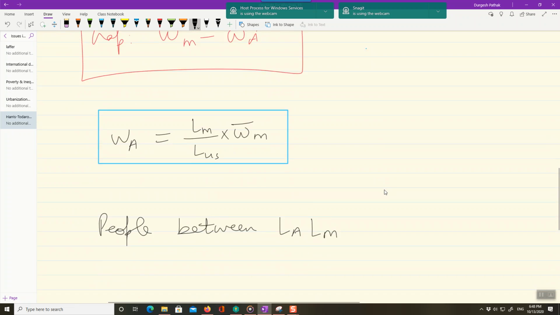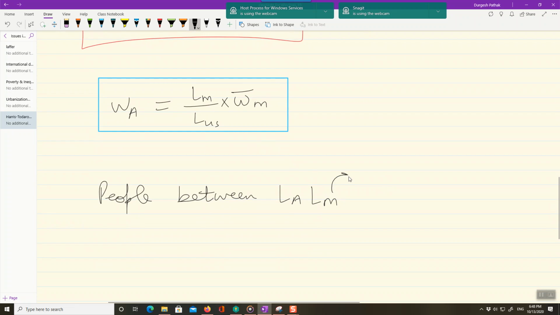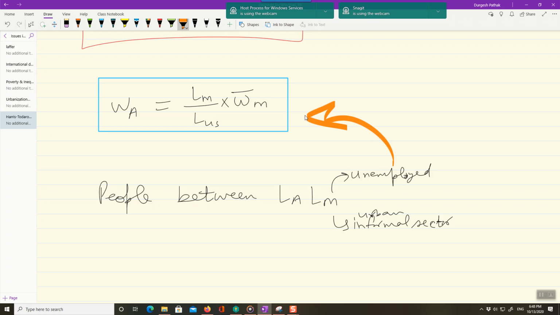Okay, so they can end up in two ways. Either they are unemployed altogether, or they end up in an informal sector job. When I am saying informal sector, it means urban informal sector. This equation is representing the equilibrium for this situation. Either they are getting some income if they are employed, this expected income, or they are getting zero income if they are unemployed.